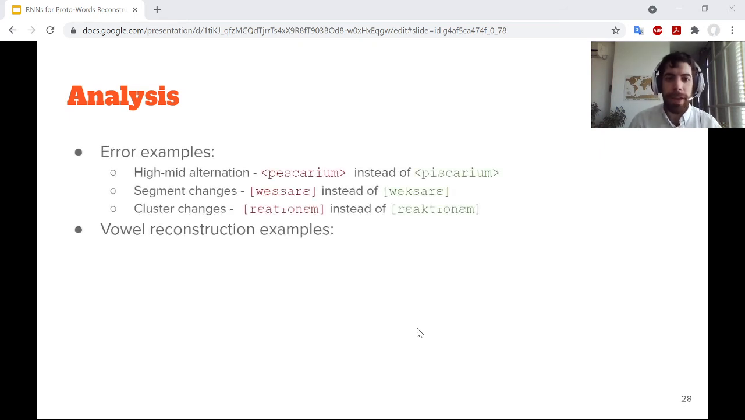First, the network found it challenging to reconstruct correctly I and mid vowels. The model often confused between the two. For example, the network reconstructed pescarium with a mid vowel instead of piscarium with an I vowel. Several consonant sequences were simplified or underwent assimilation in the evolution of the daughter languages, and the network often wrongly reconstructed them. We can see an example of a wrongly reconstructed consonant in vessare instead of vexare, and a wrongly reconstructed cluster in reationem instead of reactionem.